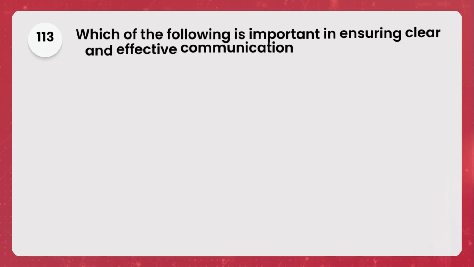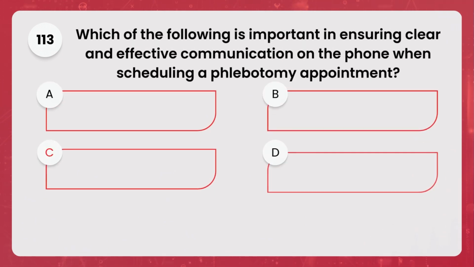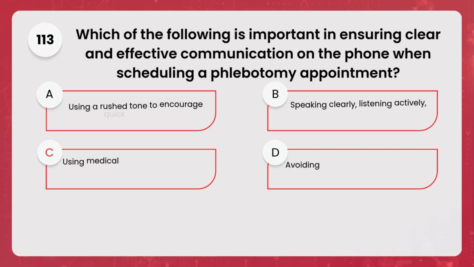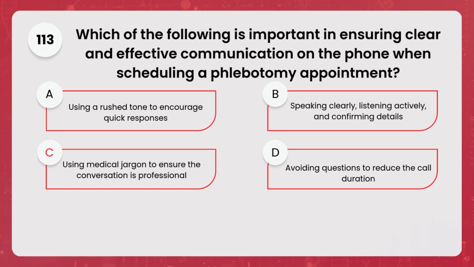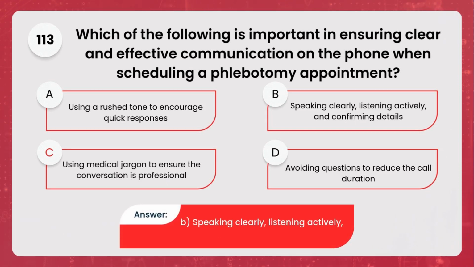Number 113. Which of the following is important in ensuring clear and effective communication on the phone when scheduling a phlebotomy appointment? A. Use a rushed tone to encourage quick responses. B. Speaking clearly, listening actively, and confirming details. C. Using medical jargon to ensure the conversation is professional. And D. Avoiding questions to reduce the call duration. The answer is B. Speaking clearly, listening actively, and confirming details.